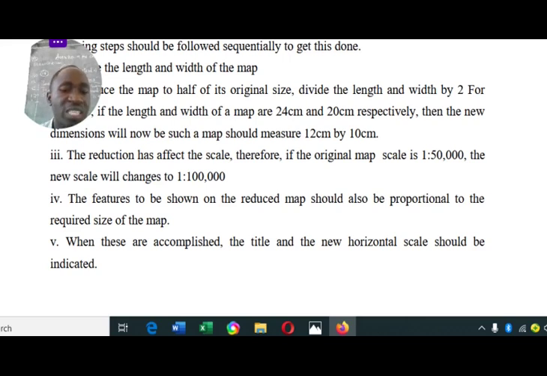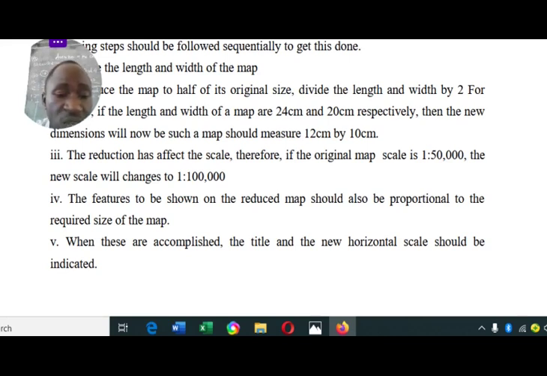So the features that will be shown will be reduced along with the map. In other words, a reduced map should be proportional to the reduced size of the map. When it is reduced, everything in terms of features will also be narrower, or drawn in a smaller size compared to the original map.